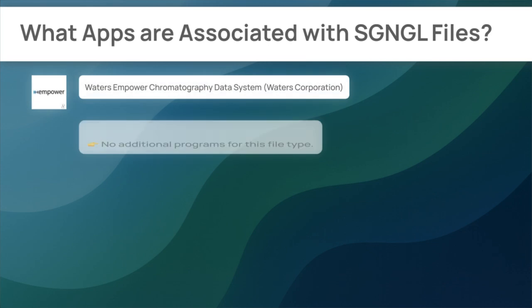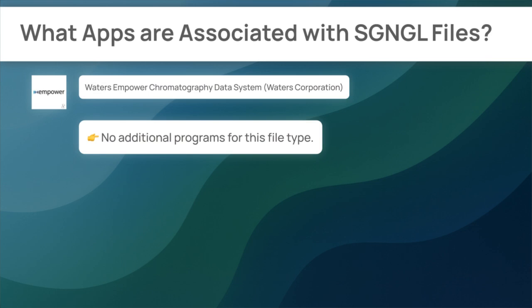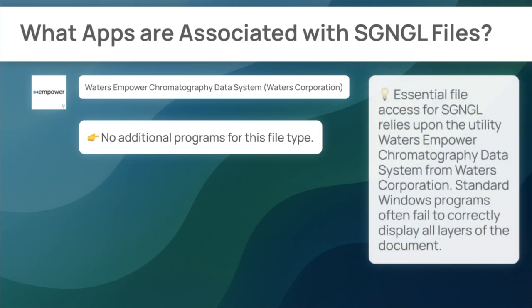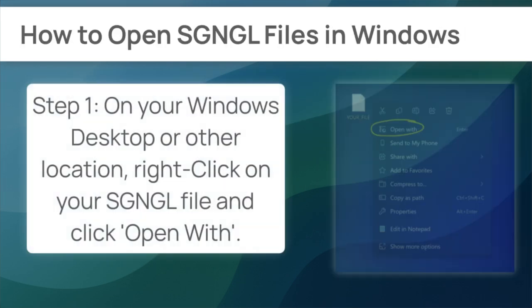Windows registers the SGNGL file as an opener for Waters Empower Chromatography data system developed by Waters Corporation. Standard Windows programs often fail to correctly display all layers of the document. Windows offers a limited snapshot, while accurate reading requires the original data handling software. The first step is testing the ecosystem.